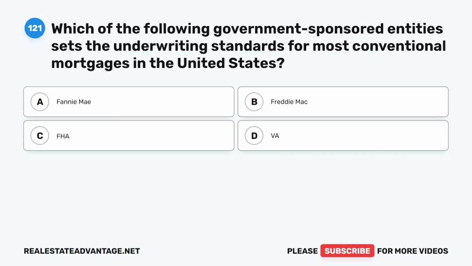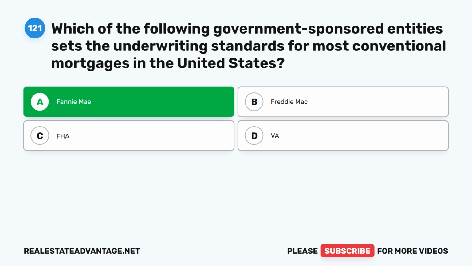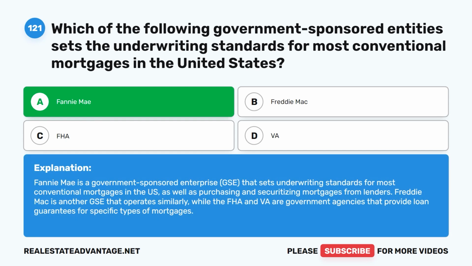Question 121. Which of the following government-sponsored entities sets the underwriting standards for most conventional mortgages in the United States? A. Fannie Mae, B. Freddie Mac, C. FHA, D. VA. The correct answer is A. Fannie Mae. Fannie Mae is a government-sponsored enterprise, GSE, that sets underwriting standards for most conventional mortgages in the U.S., as well as purchasing and securitizing mortgages from lenders. Freddie Mac is another GSE that operates similarly, while the FHA and VA are government agencies that provide loan guarantees for specific types of mortgages.